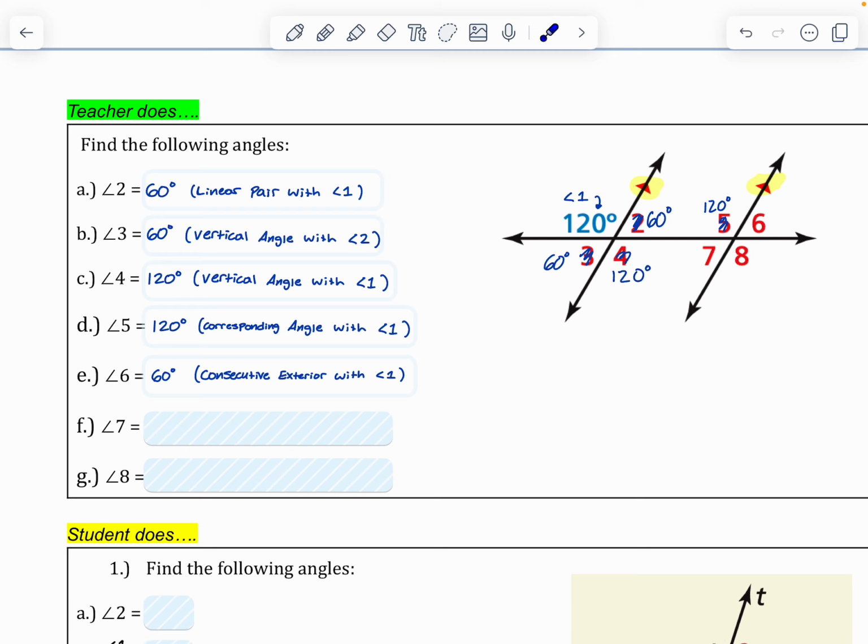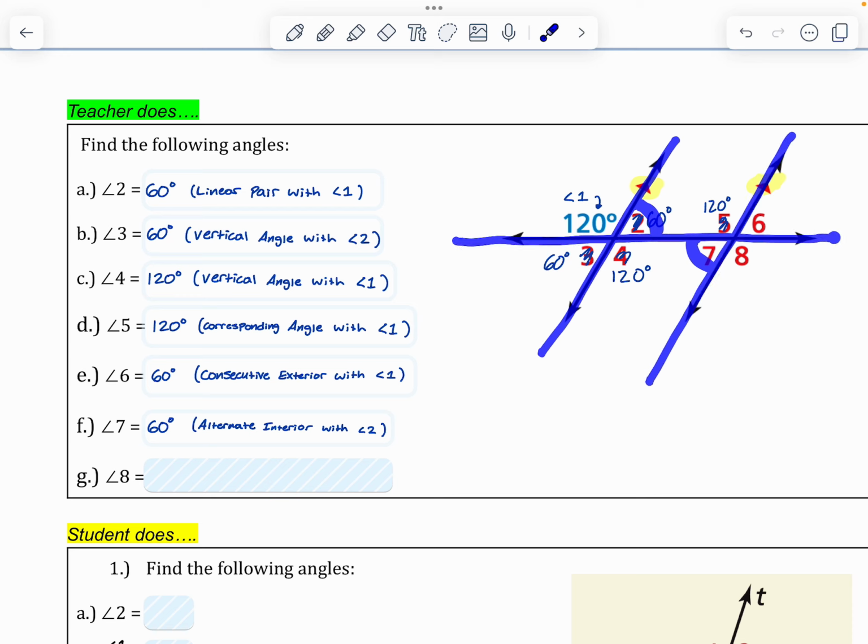How about angle 7? Let's see if there's a relationship between angle 1 and angle 7. Opposite sides would tell me alternate, but one of them is exterior and one of them is interior. There's not a direct relationship between angle 1 and angle 7, but that doesn't mean that we can't find its measure. We could use alternate interior angles, angle 2 and angle 7. They're both interior and they're opposite sides of the transversal.